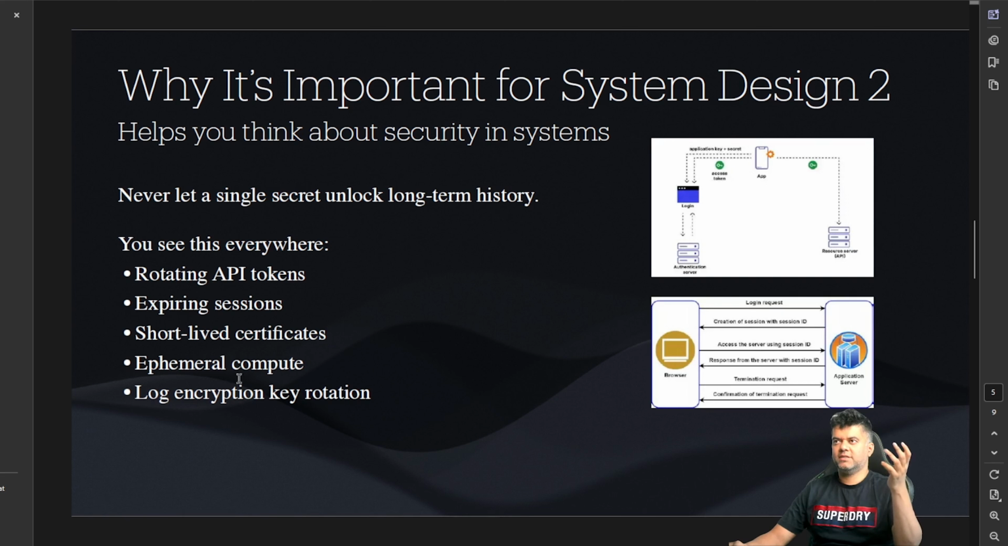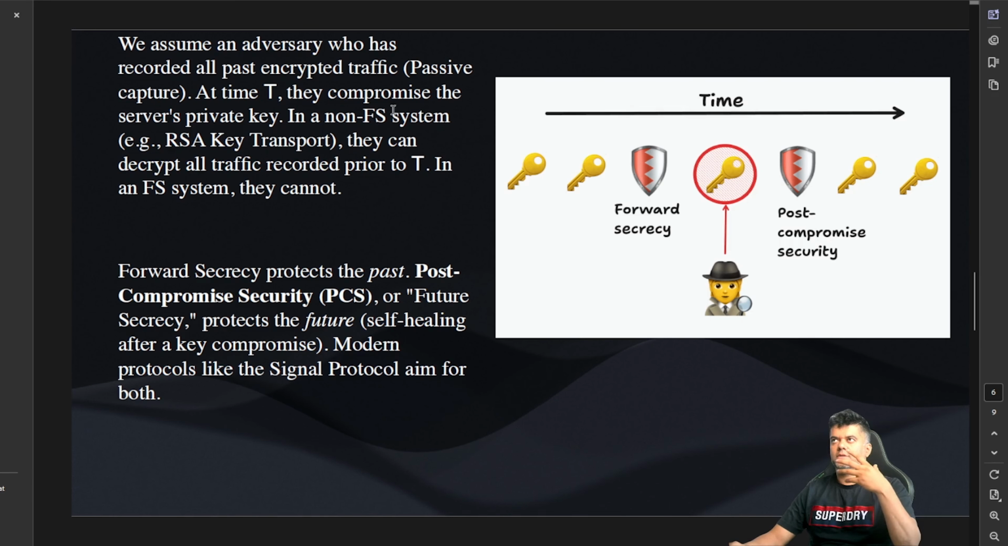So you see forward secrecy being used across multiple different stages of software engineering. So we've understood everything about forward secrecy, its use cases, and why it's important to system design. Now let's talk a little bit more about how it works.